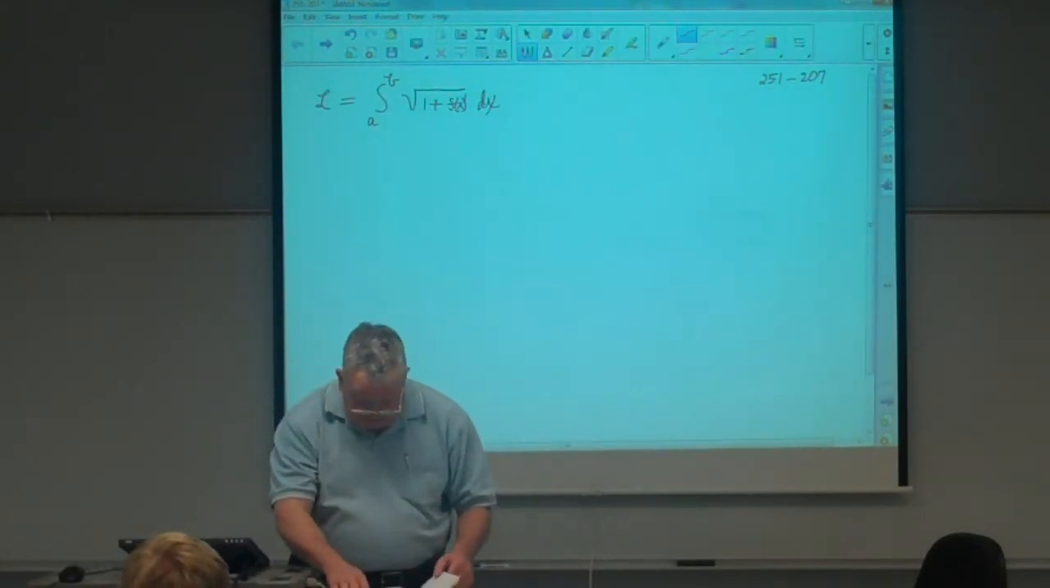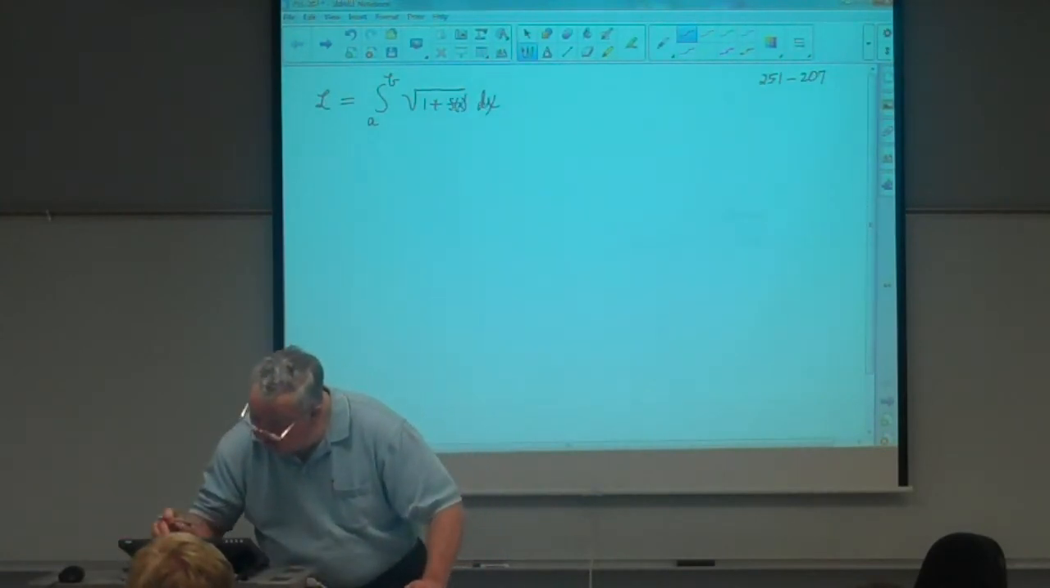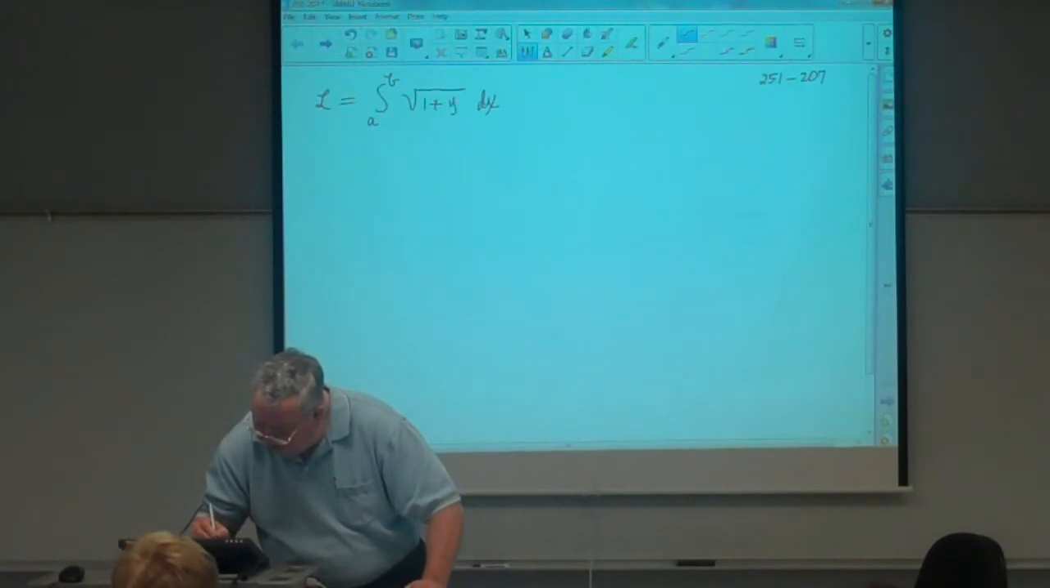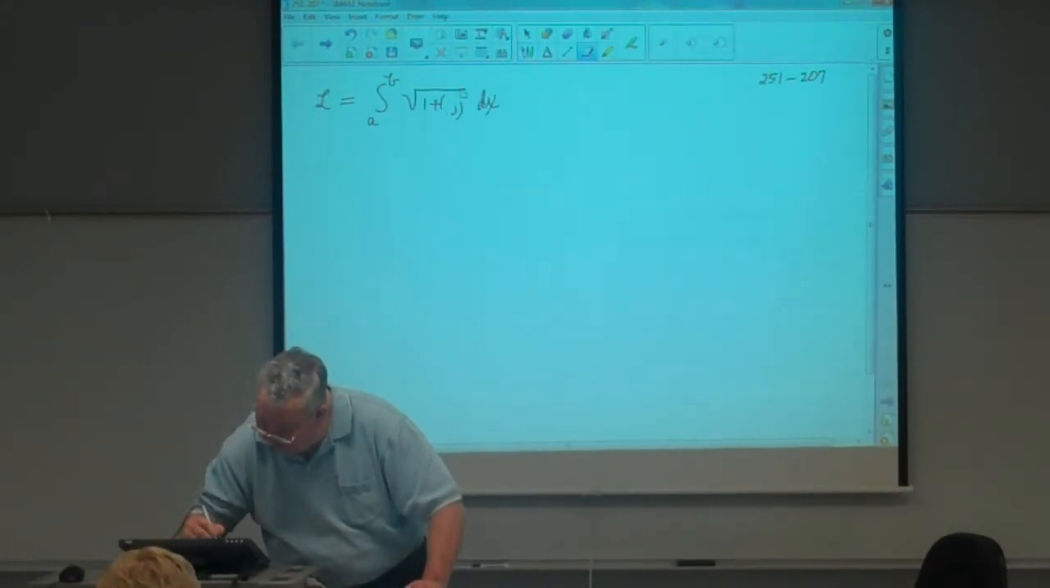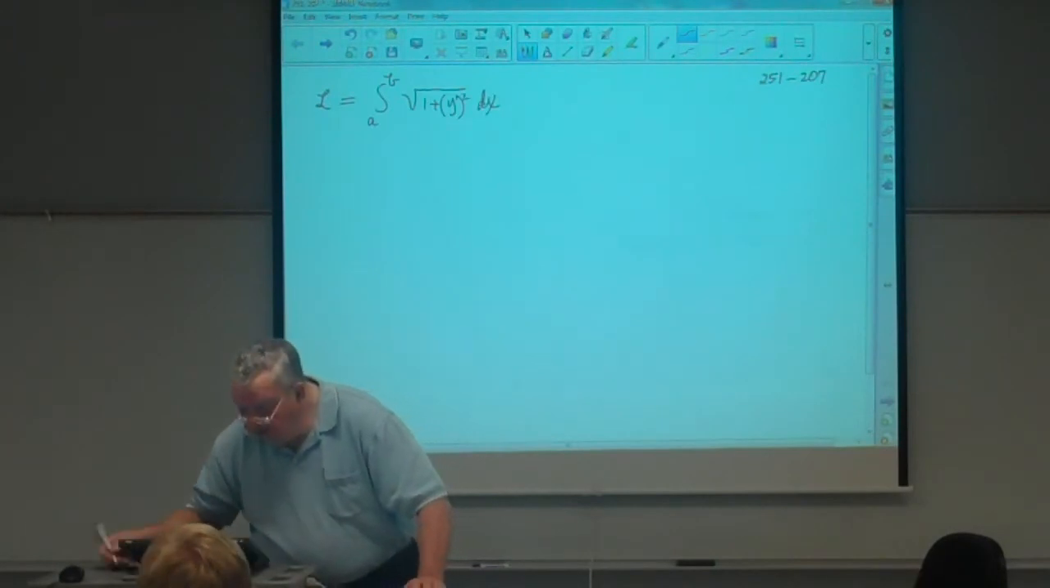That would be a good candidate for your 3x5 card. I'm going to rewrite this with that square, but I'm also going to just call it y prime squared. Okay?